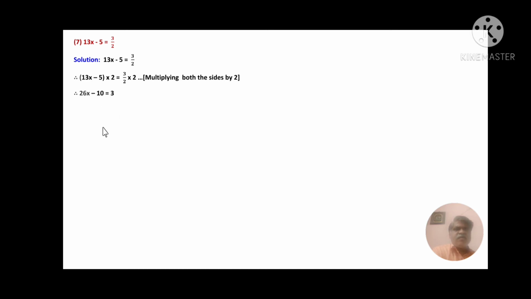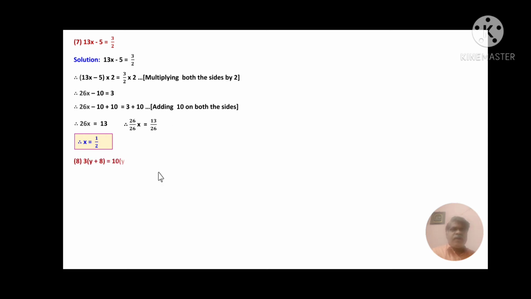We will now remove this 10, add 10 to both sides. So 26x minus 10 plus 10 is equal to 3 plus 10. So on the left hand side you get 26x is equal to 13. Now divide both sides by 26. What will you get? 26x upon 26 is equal to 13 upon 26. Here the x coefficient is 26, therefore you divide by 26. So you will get x is equal to 1 upon 2. It is the solution for the given equation.